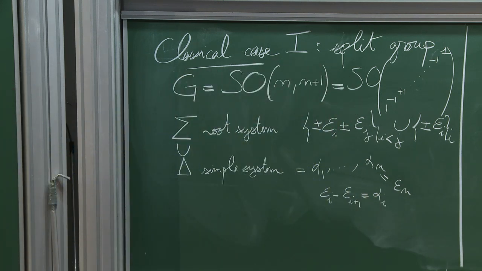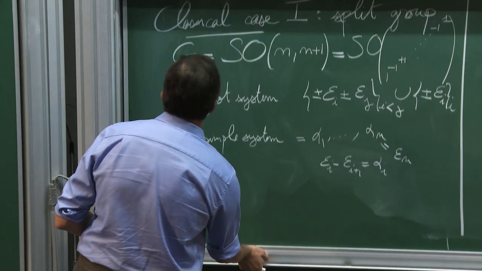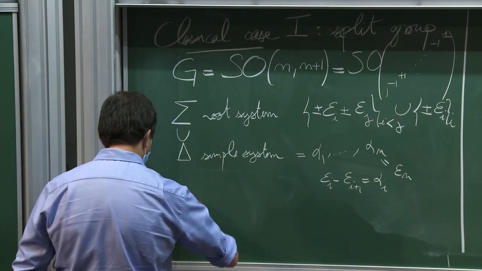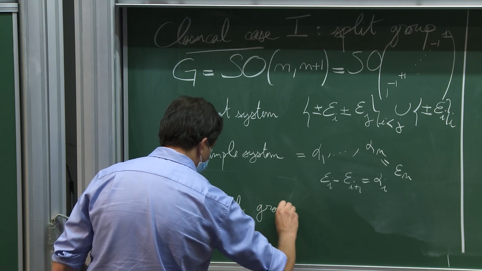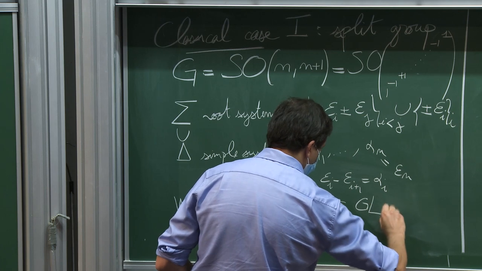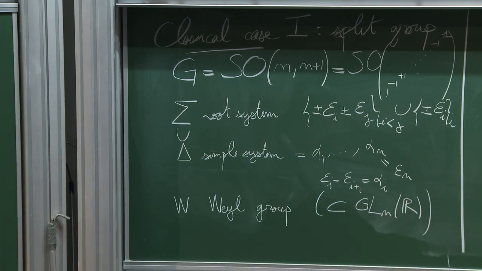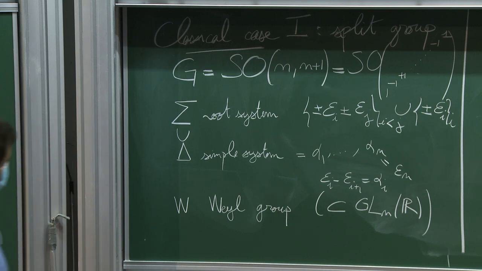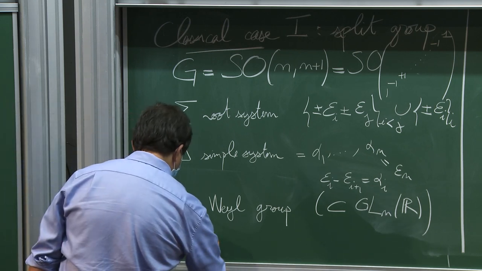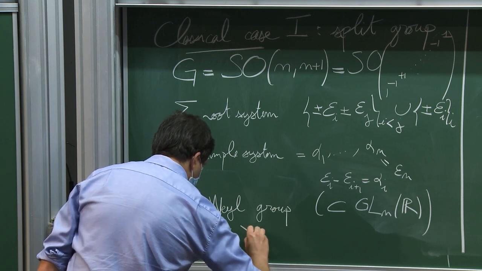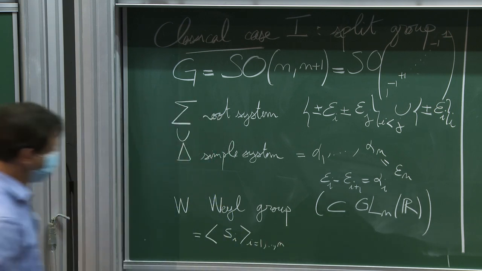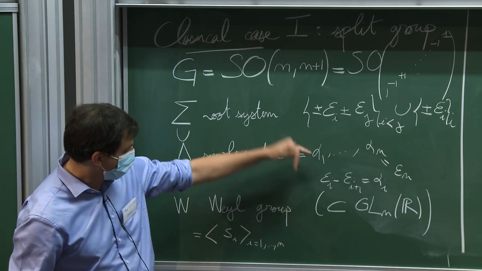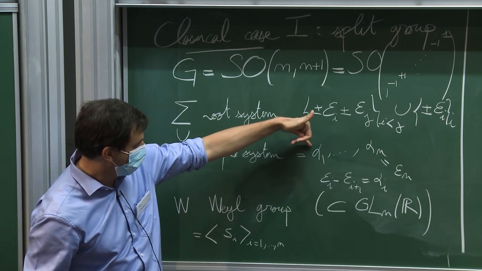Okay. And I would like to annoy you with other classical combinatorial data associated with this group. There is a Weyl group that is around here, that I can see as a subgroup of GL_n(R) stabilizing this set. Okay, so it's a finite Coxeter group. It's generated by the reflections s_i that are associated with the simple roots. So s_i is a hyperplane reflection that sends alpha_i to minus alpha_i.